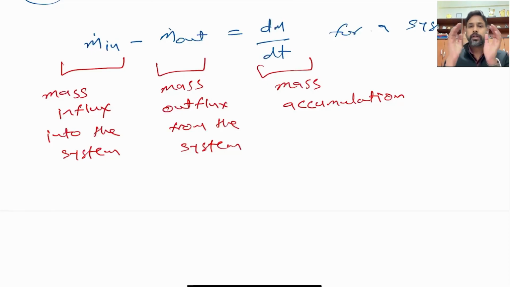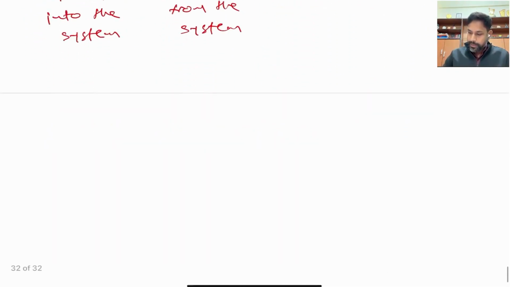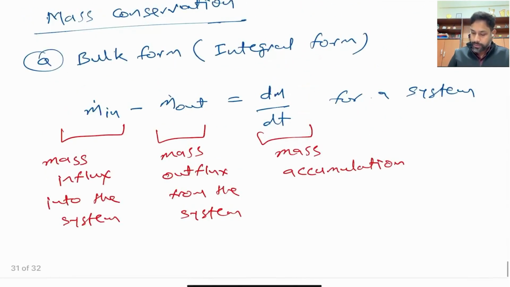If you have a control volume where you have some mass coming in and mass going out, but let's assume that within that control volume there is mass generation, or there is loss of mass, then that loss of mass or extra mass that is getting generated must be equal to the mass that is coming in minus mass that is going out. Very simply, that is mass conservation in its bulk form, in integral form, and this is quite straightforward.